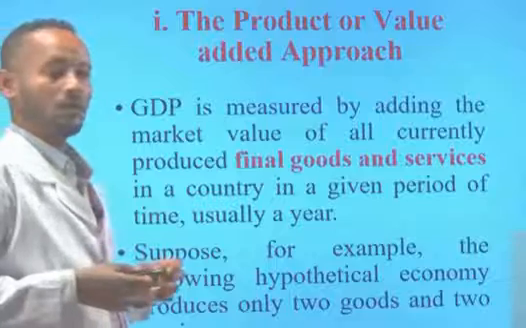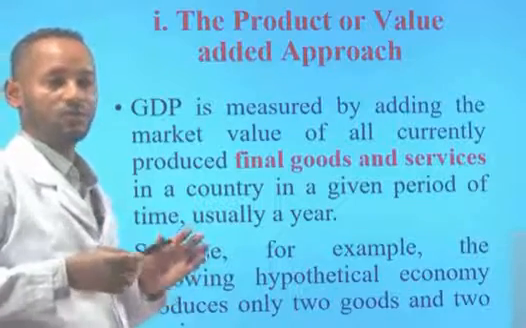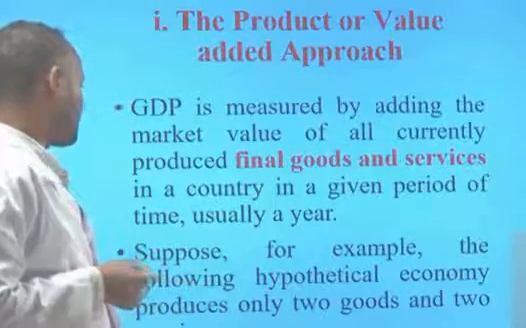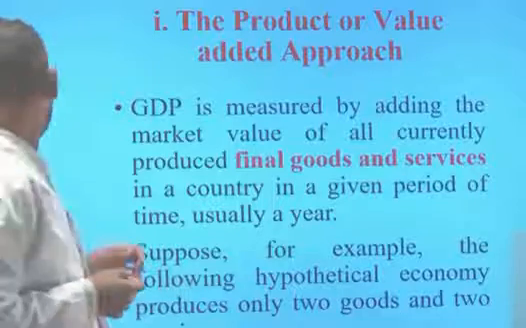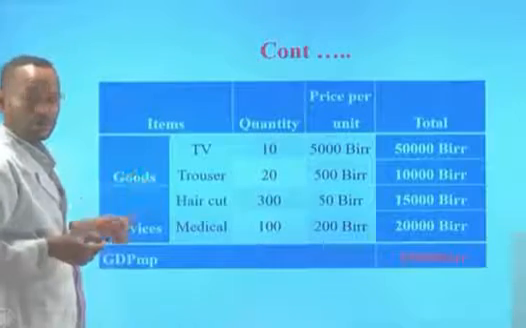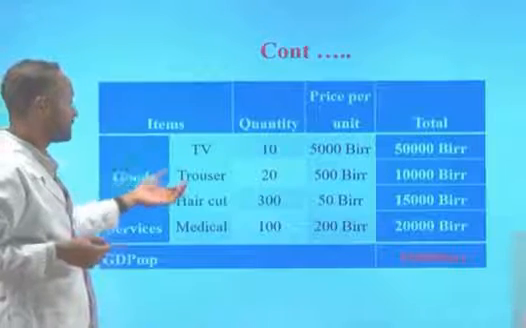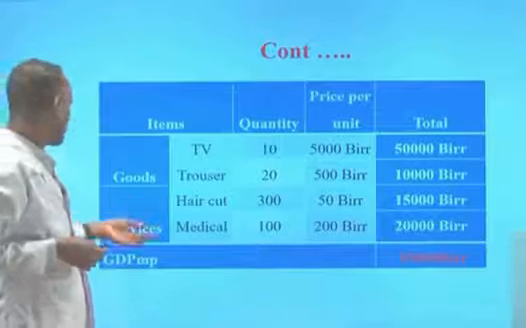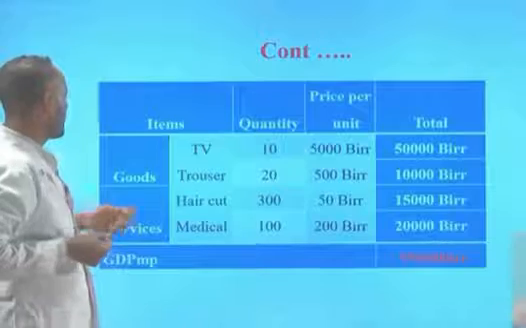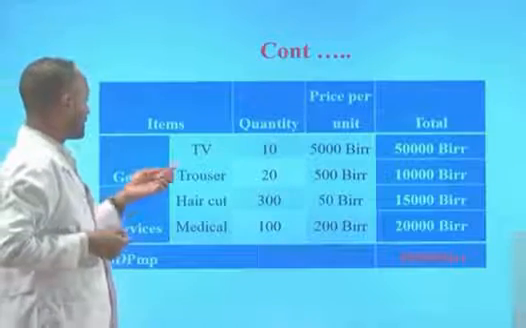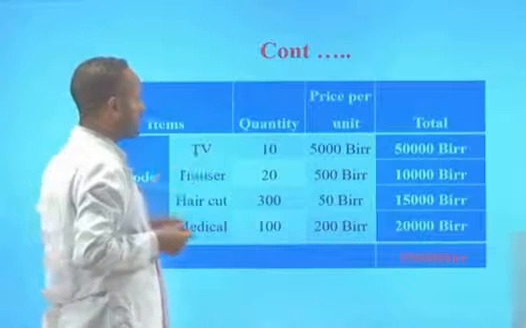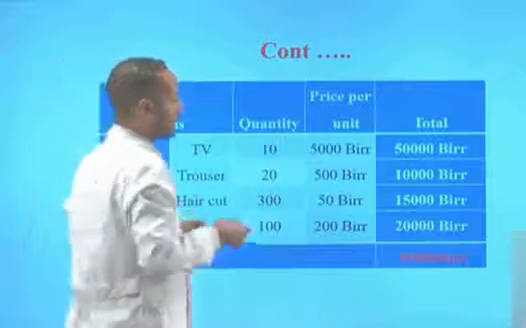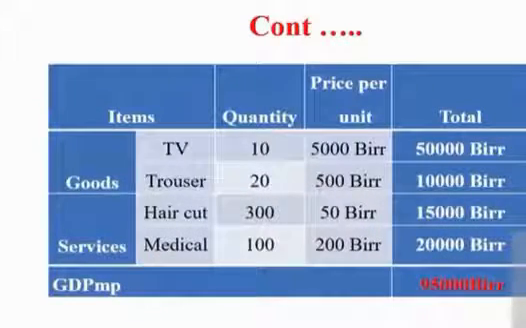Simply by adding the market value of all the outputs produced in an economy, we can measure GDP. Suppose, for example, the following hypothetical economy produces only 2 goods and 2 services. The goods produced in this hypothetical economy are TV and trouser, and the services produced are haircuts and medical services. Now, if there are 10 televisions produced in this economy and the price of a single television is 5,000, then the total market value of television produced in this hypothetical economy is 50,000.